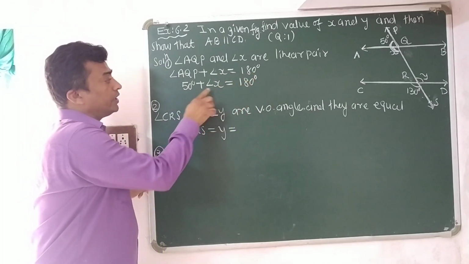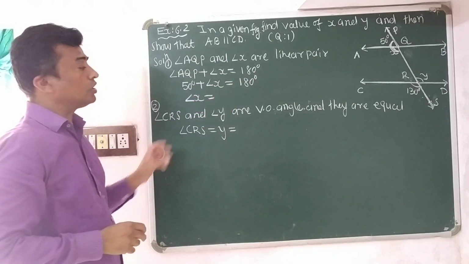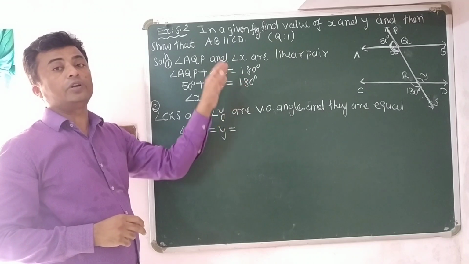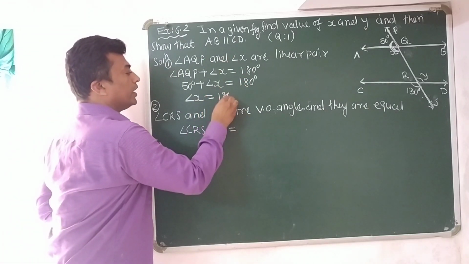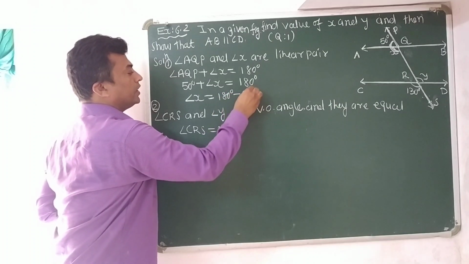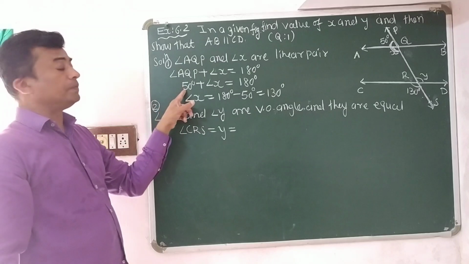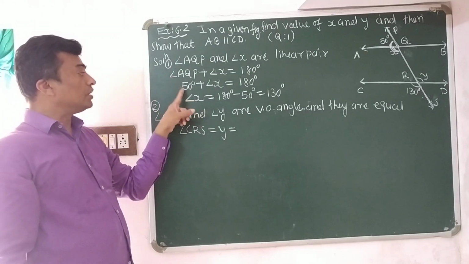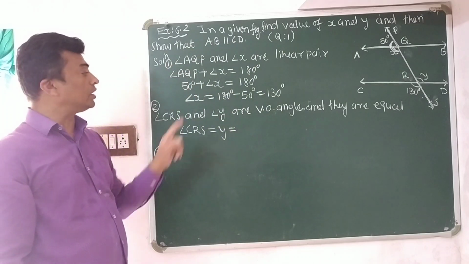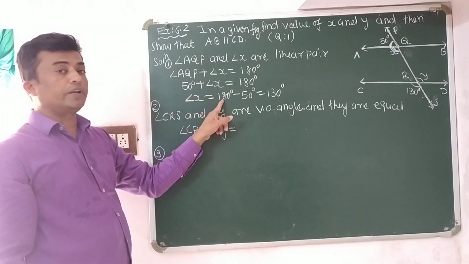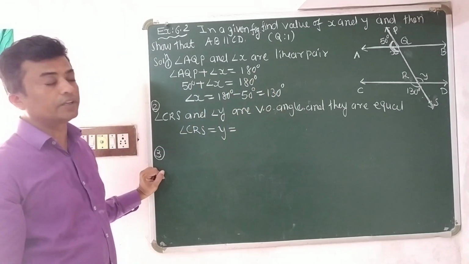Now we have to identify angle X. So 50 degree we have to move to the other side. On this side it is positive, and it becomes negative on the other side of the equal sign. So angle X is equal to 180 degree minus 50 degree. Its answer is 130 degree.